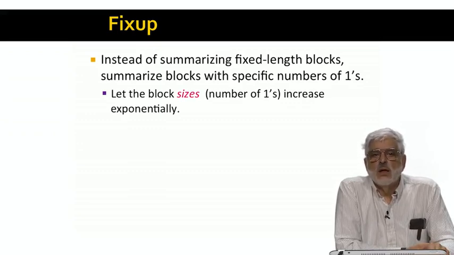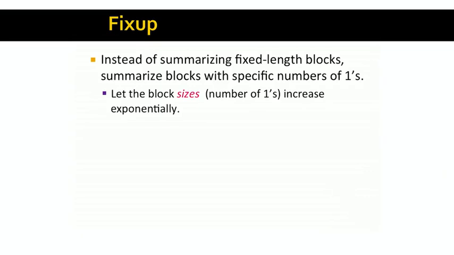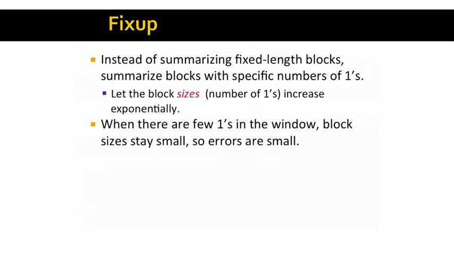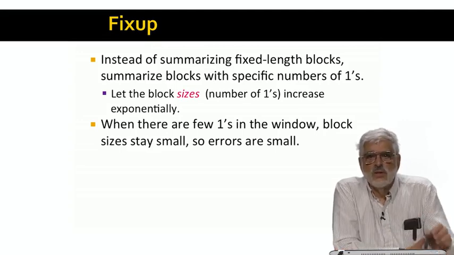So we'll have blocks of size 1 to represent segments in the stream that have a single 1. Blocks of twice that size will represent 2 ones and any number of zeros. And then there will be blocks representing 4 ones and any number of zeros, and so on. The advantage of this scheme is that if there are a few ones in the recent stream, the block sizes covering that region will stay small. They will cover large parts of the stream, while their size, or number of ones, remains limited.